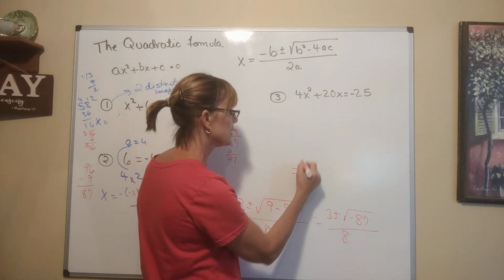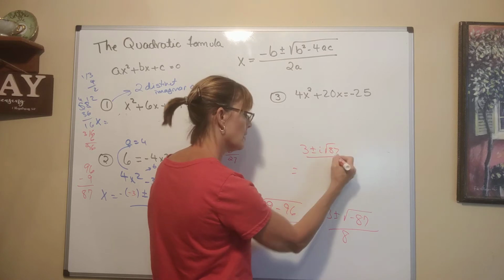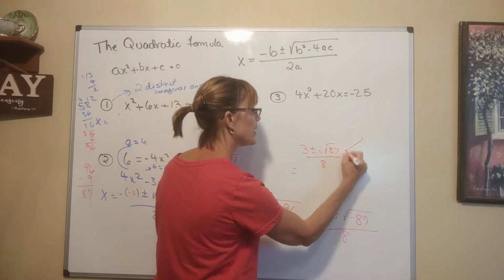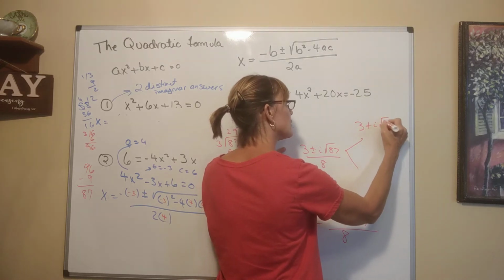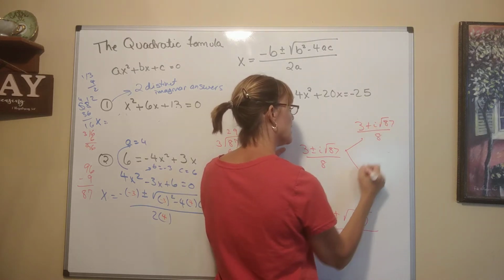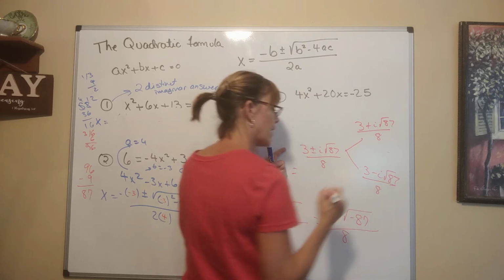So I'm going to move it up here. This is 3 plus or minus i times the square root of 87 over 8. If we need to separate our answers, one would be 3 plus i square root of 87 all over 8, and the other 3 minus i square root of 87 all over 8.